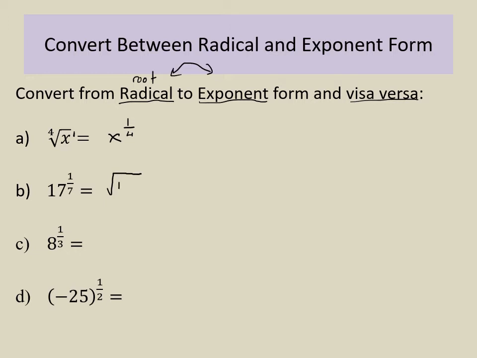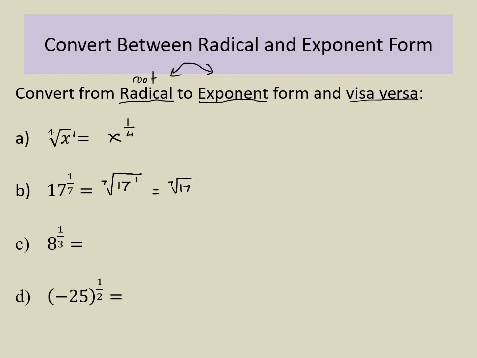Inside the radical, we have 17. This top part is the power, so 17 to the power of 1. And this bottom one is the index. So the 7th root of 17 to the power of 1. And we can just simply write that as the 7th root of 17. So here's a couple of examples of how we can convert back and forth.